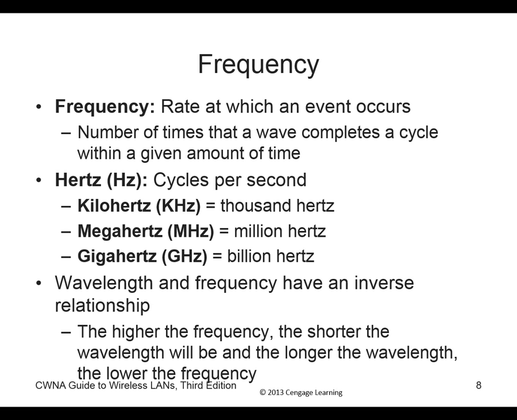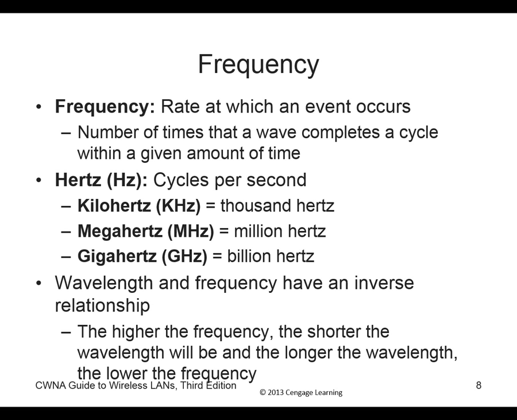So here it is. Frequency is the rate in which the cycle occurs or an event occurs, or the number of times that the cycle occurs. A hertz is the cycles per second. So if you have a kilohertz, you have 1,000 hertz per second. Megahertz, million hertz per second. Just remember M&M, right? M&M candy. Giga is billion.